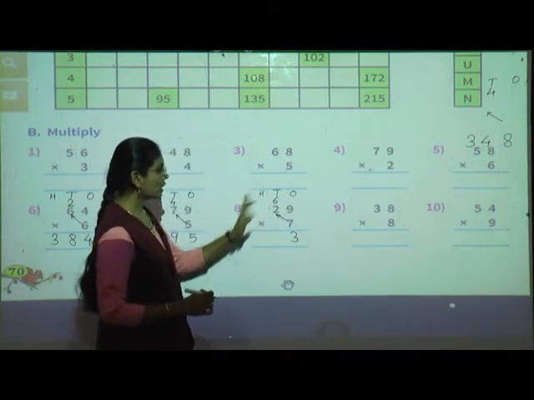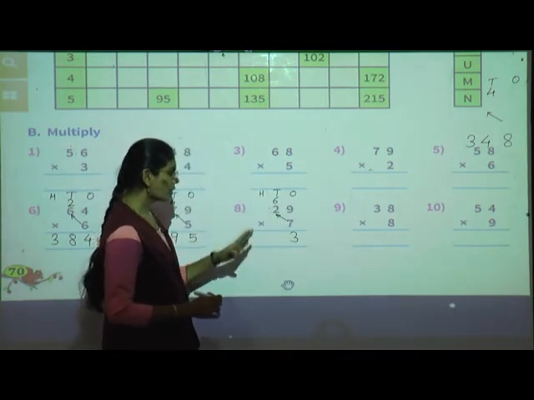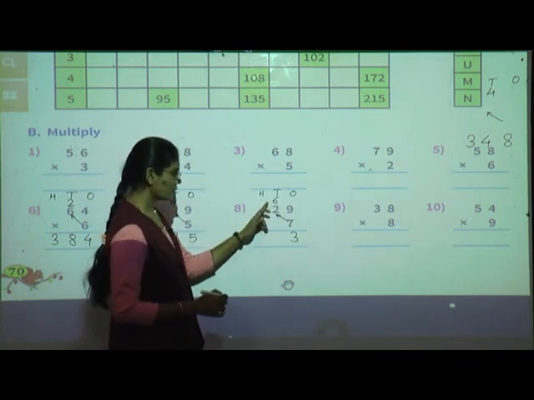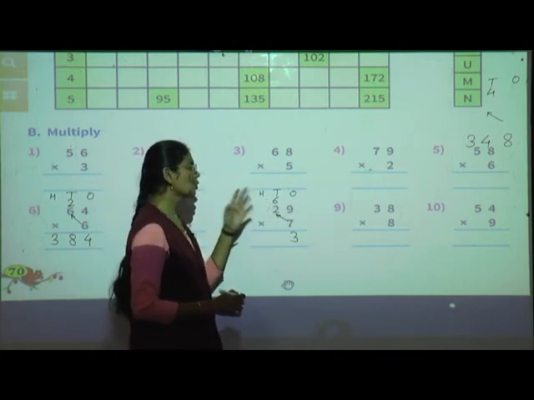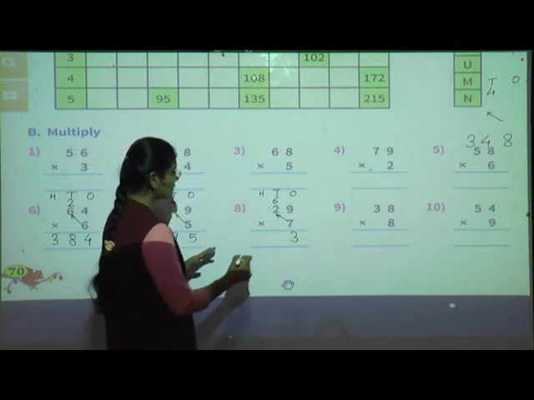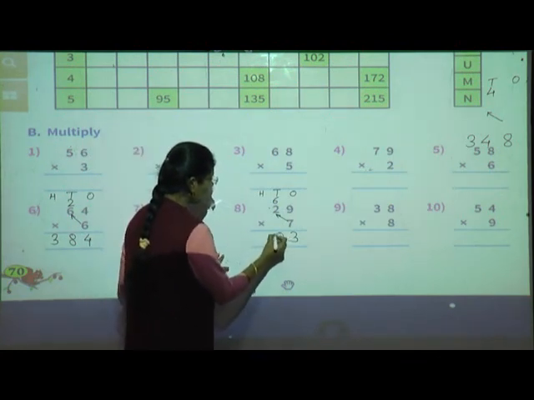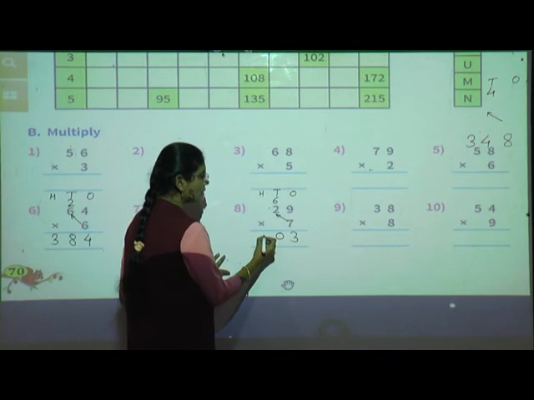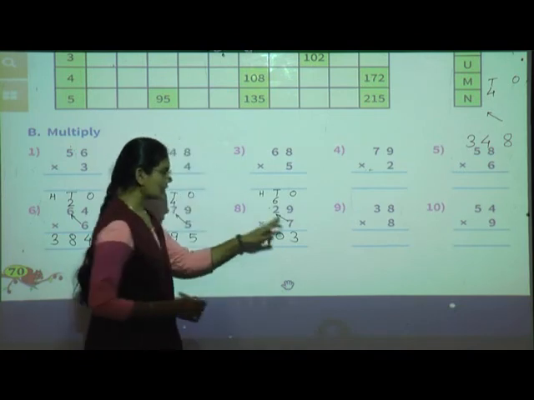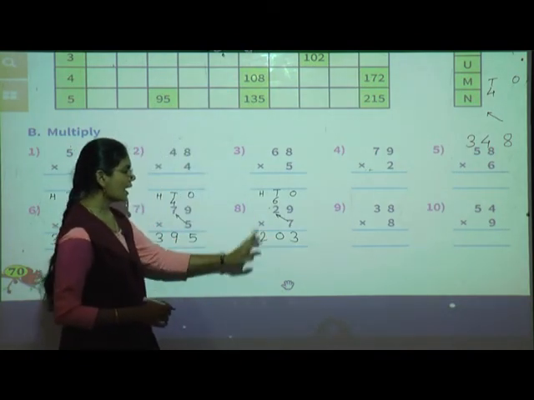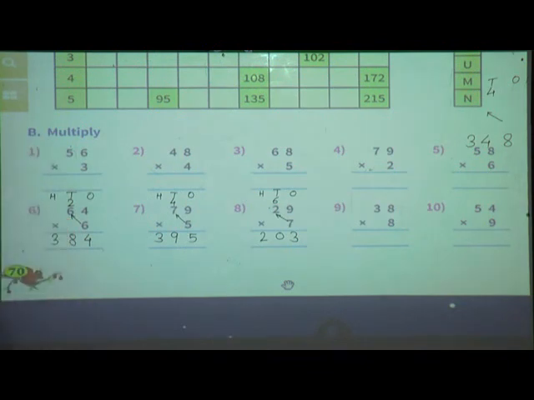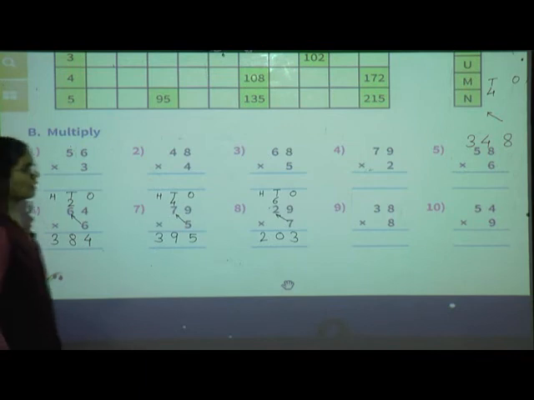7 into 2 tens. 7 twos are 14 and add this 6 also. 14 plus 6 is equal to 20. 20 tens is equal to what? 200 plus 0 tens. Okay. So at tens place we'll write 0 and at hundreds place we'll write 2. Isn't it? Now 2 are remaining.